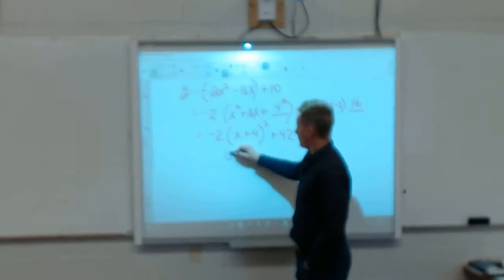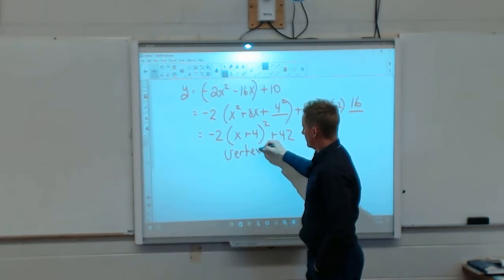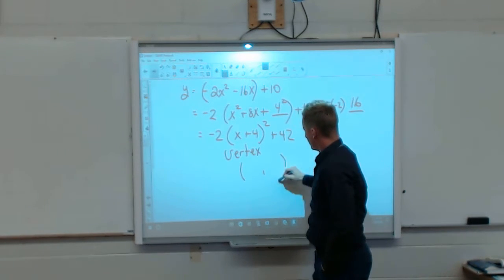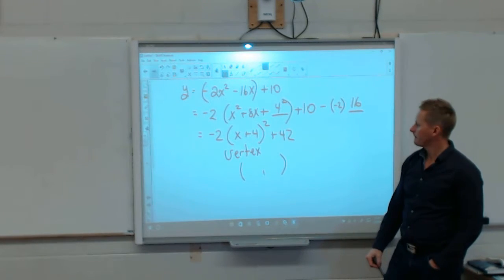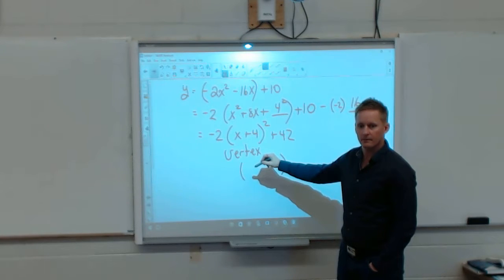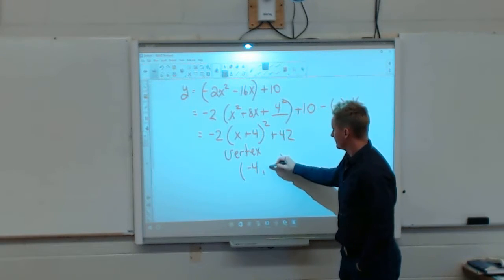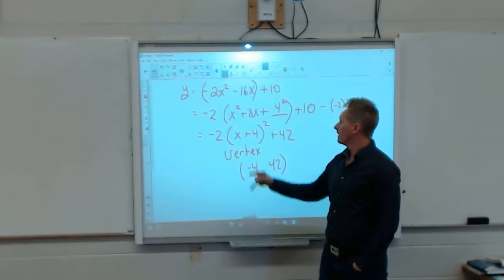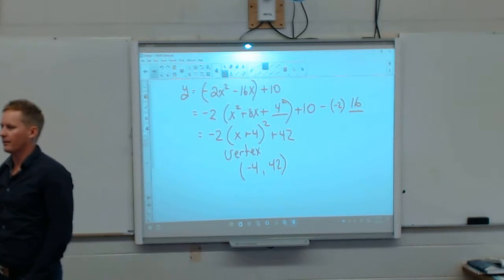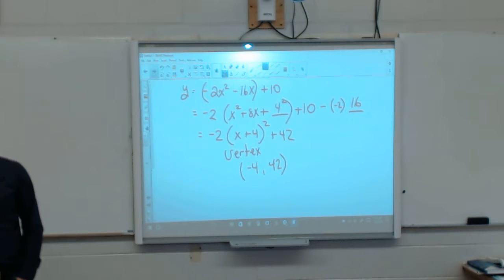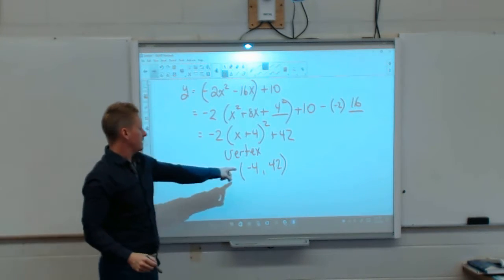At this point now, what's my vertex? 4 and 42. Negative 4 and 42. Awesome. There's my vertex. I got that from there without having to use my calculator and finding it. Okay? So that's exactly what I'm going to end up with.